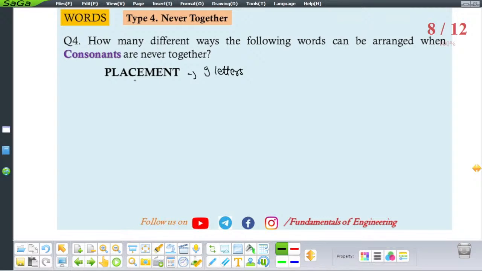9 letters are there. So, never together. The formula for never together: we have to get the possible arrangements, which is equal to total number of ways minus always together. AT means always together, and T and W means total number of ways.